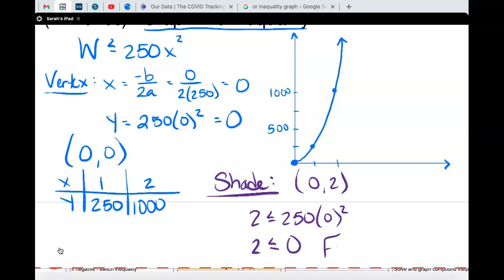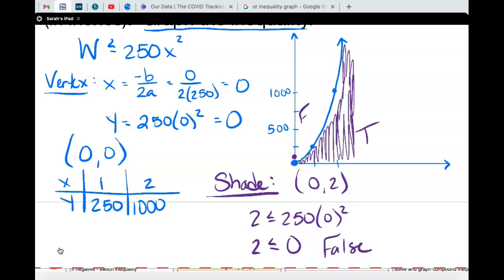So you have to shade on the other side. 0, 2 is right there. That's false. So the other side is true. So technically it's below it, which is kind of weird. I mean, they keep going to the right forever. I'm not shading below the x-axis because I can't have negative weight. So I'm just staying above it.